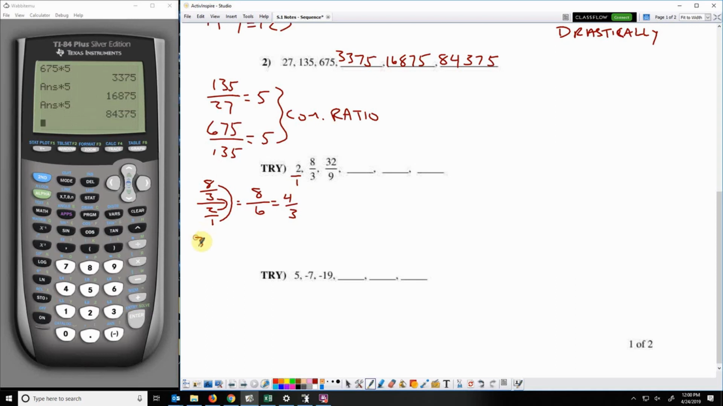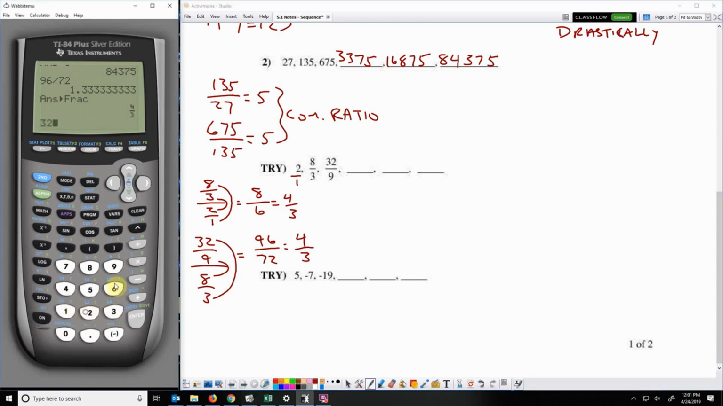And then I can do 32/9 divided by 8/3. 32 times 3 is 96. 9 times 8 is 72. And if I'm not sure how that simplifies, I can divide and then ask for it as a fraction. And it's 4/3. So it looks like I've got a common ratio of 4/3. So I'm multiplying the top by 4 and the bottom by 3.